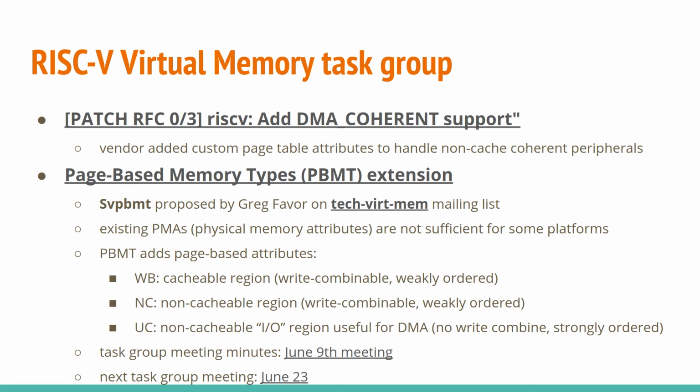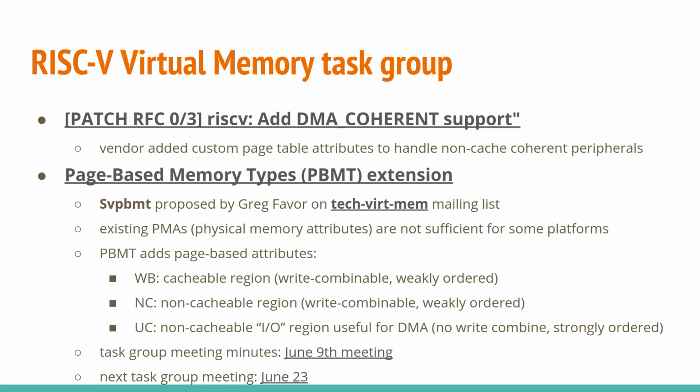Another similar thing of real-world meeting spec is that recently there was a patch posted on the Linux kernel mailing list about a vendor, Alibaba T-Head, that had added custom page table attributes to handle peripherals that were not on a cache coherent interconnect. We did not actually have any capability in the RISC-V ISA for this, so the vendor had gone off and come up with their best way of trying to add that capability.